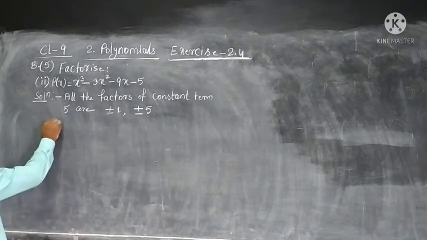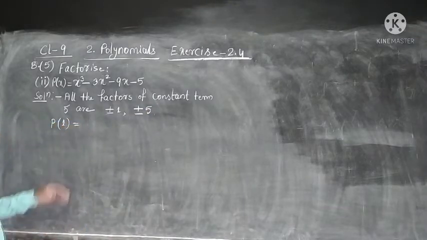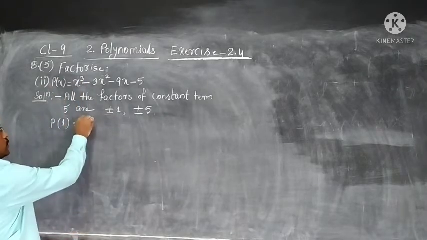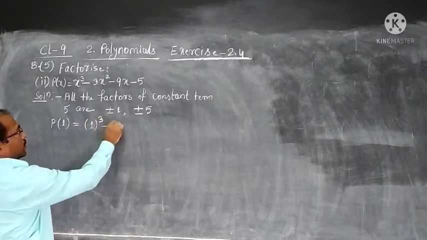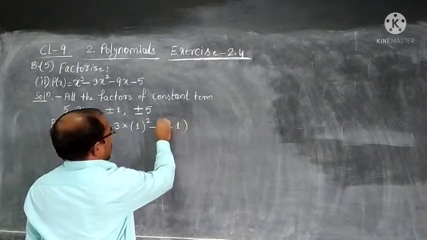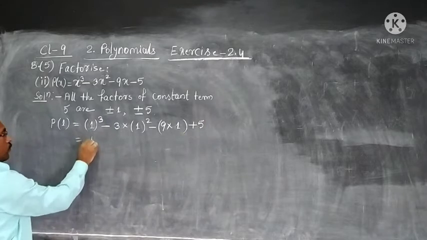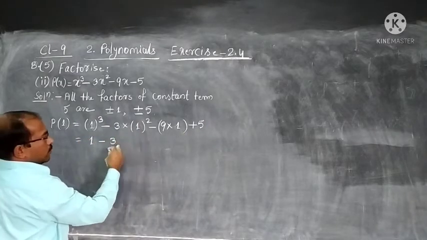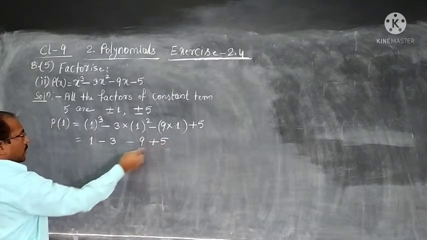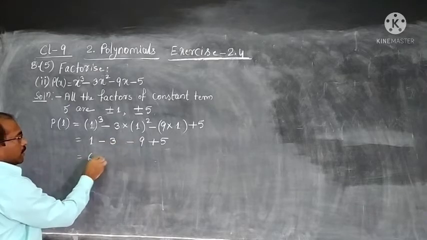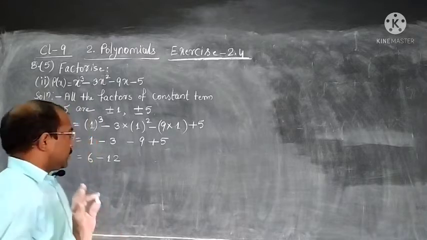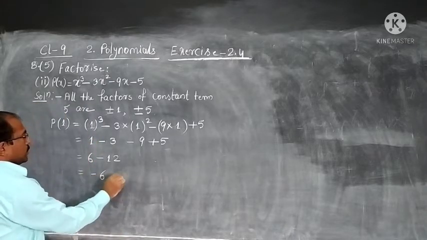Then we will go for just checking whether plus 1 will be making the polynomial equal to 0 or not. So, let us start. 1 cube minus 3 into 1 square minus 9 into 1 plus 5. 1 cube 1, 3 into 1 square 3 only, minus 9 plus 5, 1 and 5, we get 6, minus 3 minus 9 minus 12, we will get minus 6. So, this is not equal to 0.